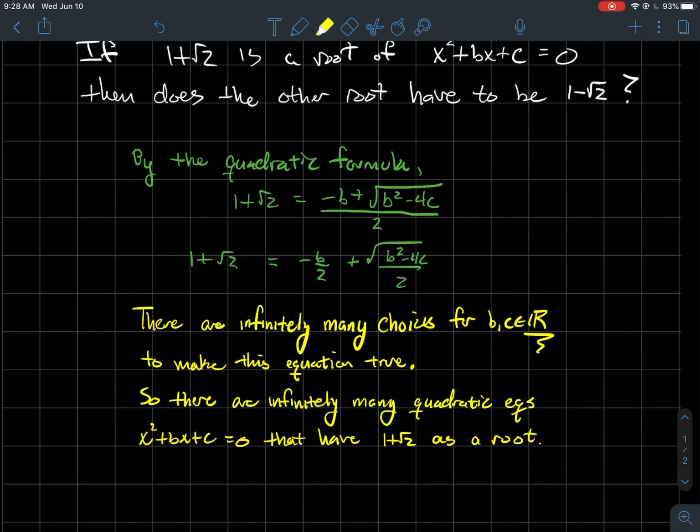Equivalently, there should be infinitely many quadratic equations that have 1 plus root 2 as a root. Or in other words, there should be infinitely many parabolas that have 1 plus root 2 as a root. To demonstrate that to you, I made a little thing on Desmos, so you see this now.